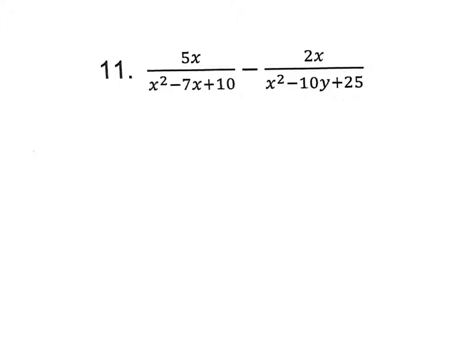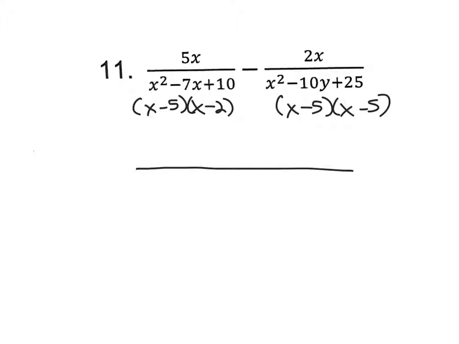11, same start here. You have to begin. You don't have the LCD, so you got to start by factoring both denominators. Factors of 10 that give me negative 7 or negative 5 and negative 2. Factors of 25 that give me negative 10 or minus 5 and minus 5. So your LCD, remember, take one of every factor. And this denominator right here is really x minus 5 squared, and that's important.